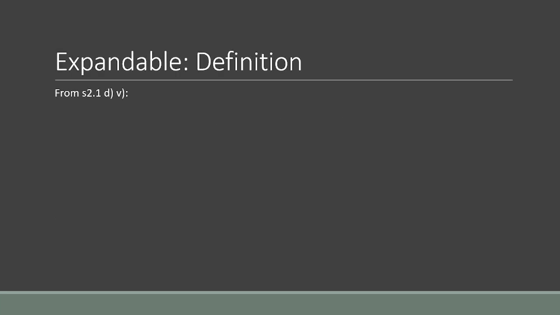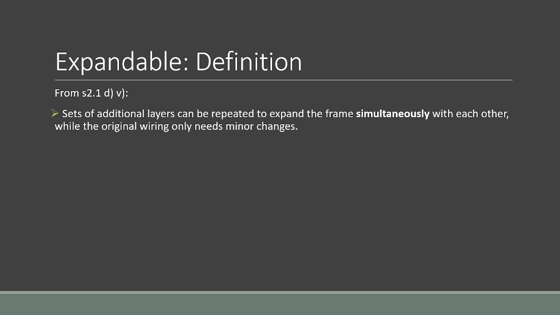So we start off by explaining the definition of expandable, and this is taken from the Door Rules document section 2.1 DV. So it says that expandable doors should have sets of additional layers that can be repeated to expand the frame simultaneously with each other, while the original wiring only needs minor changes.